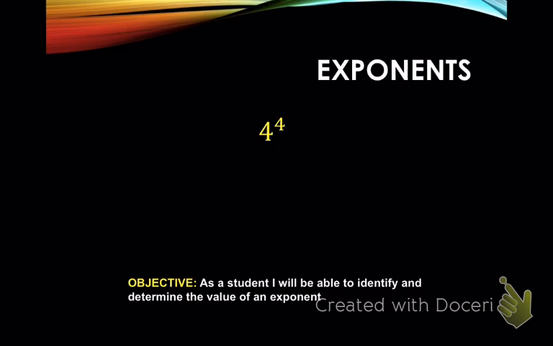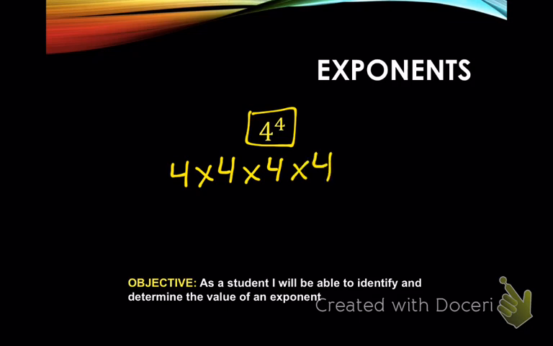Here we go. Okay, 4 to the 4th power. That is already in exponent form. Congratulations, put that down in your notes. Next one, however, would be factor form. That's 4 times 4 times 4 times 4. Yes, that's a big one.